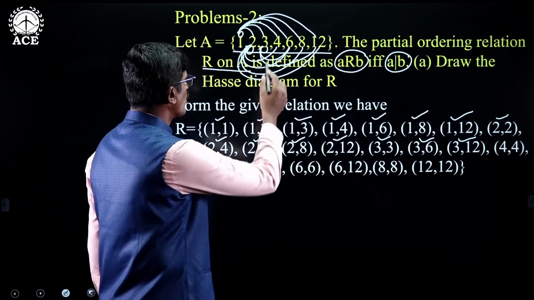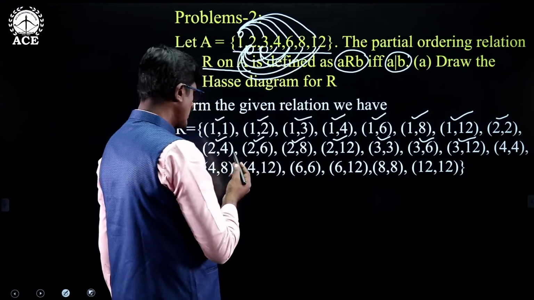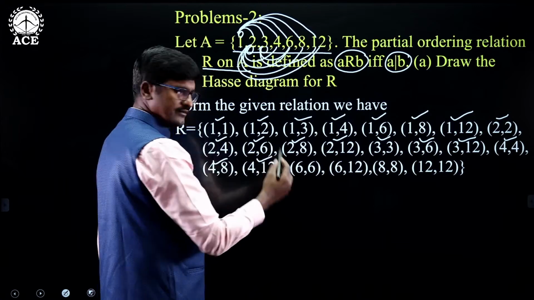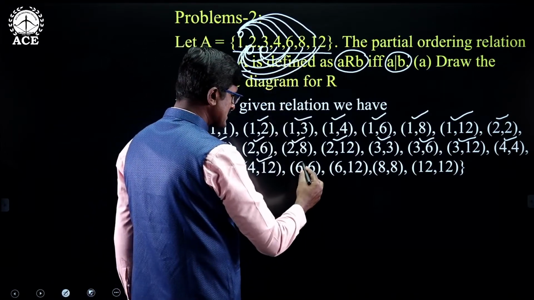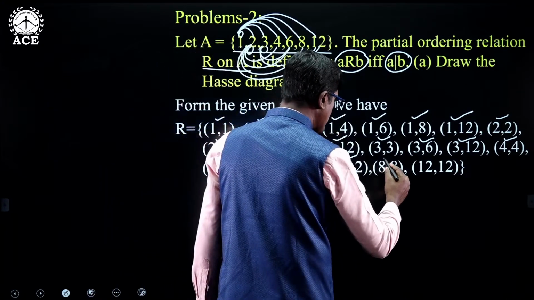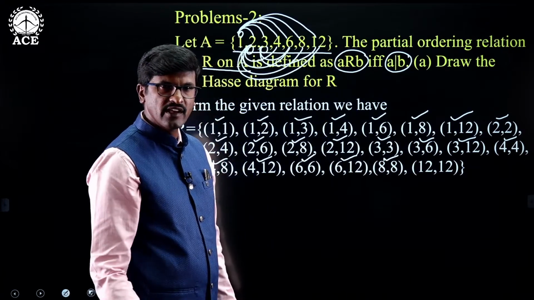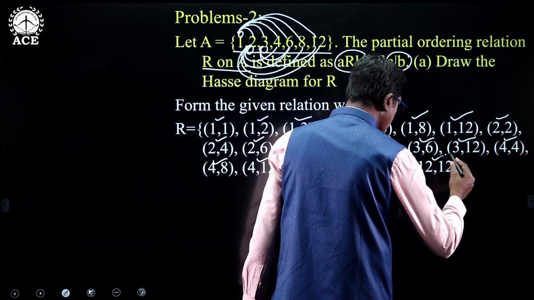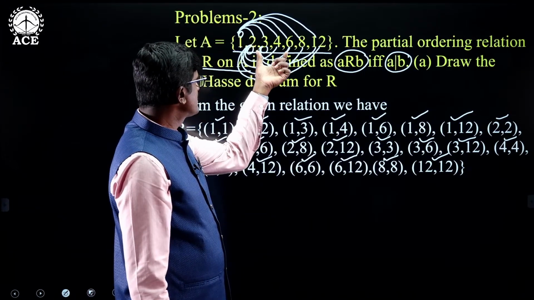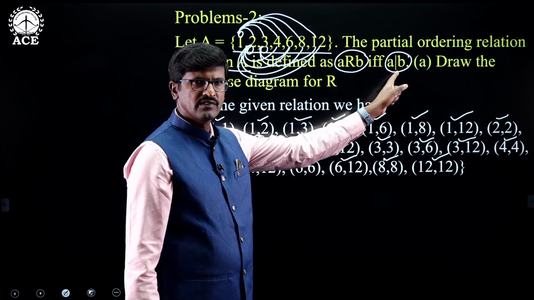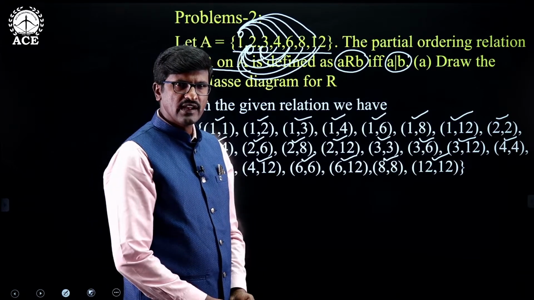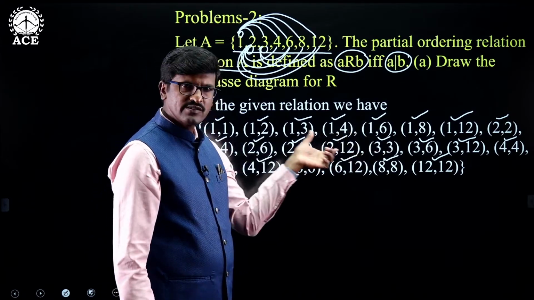Next element is 4. 4 divides 4, 4 divides 8, 4 divides 12. Next element is 6. 6 divides 6, 6 divides 12. If you take the element 8, 8 will divide only 8. 8 will never divide any other elements. And if you take 12, 12 divides 12 only. So if you take these elements and the relation between them is divisibility, then that relation will have all these ordered pairs.